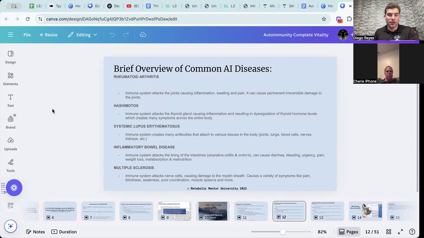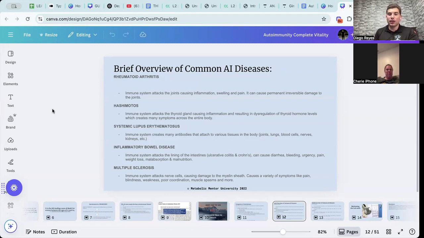Systemic lupus: the immune system creates many antibodies that attach to various tissues in the body, not just your joints, but also your lungs, blood cells, nerves, and kidneys. Inflammatory bowel disease, IBD, which is very common, includes ulcerative colitis and Crohn's. Absolutely terrible condition to have. But you can solve this, and I do recommend not removing your intestines in the process.